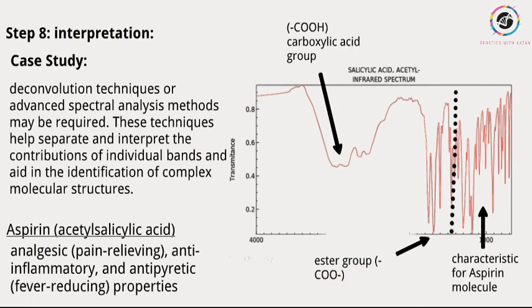Aromatic ring. Aspirin possesses an aromatic ring in its structure. The presence of aromatic rings can be indicated by absorption bands in the fingerprint region, 1,500 to 400 cm inverse. That was everything for this video.